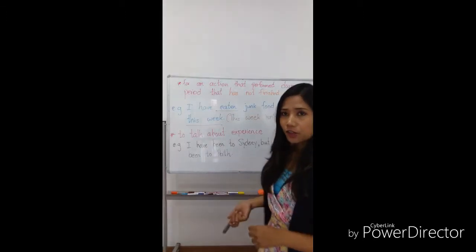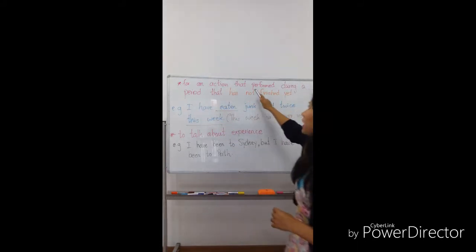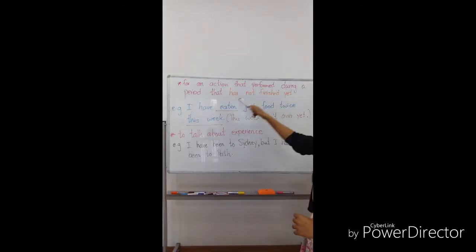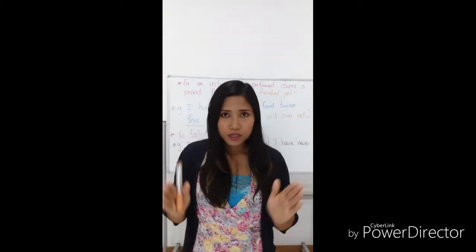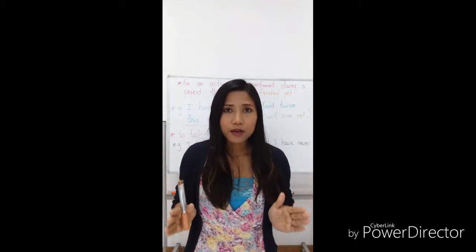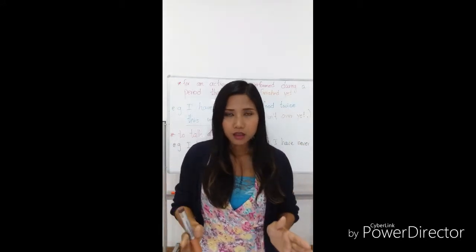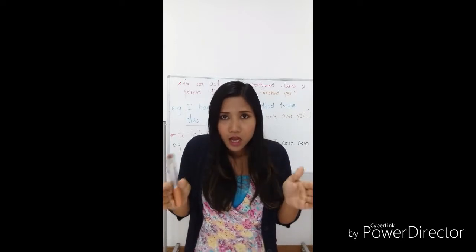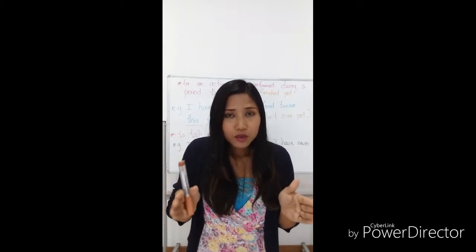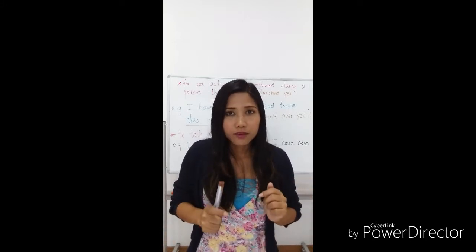Okay, so now let's continue. We can use present perfect for an action that performed during a period that has not finished yet. So you're talking about a period of time. For example, you're talking about today, or this week, this month, this year, this summer. That period of time hasn't finished yet. Then you can use present perfect.